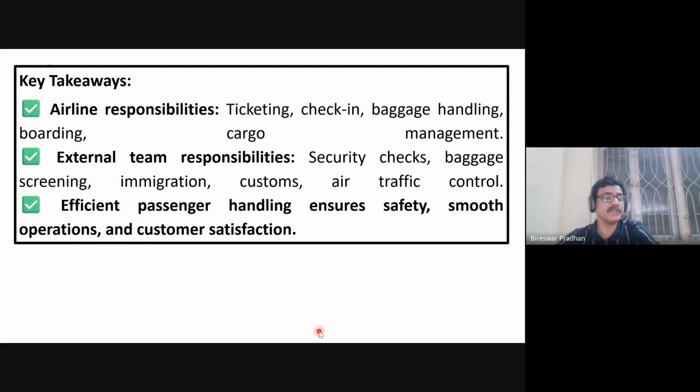Now, key takeaway: what is the key takeaway for them? Airline responsibilities: ticketing, check-in, baggage handling, boarding, cargo management. External team responsibilities: securing checked baggage, screening, immigration, customs, air traffic control, etc. Efficient passenger handling ensures safety, smooth operation, and customer satisfaction.